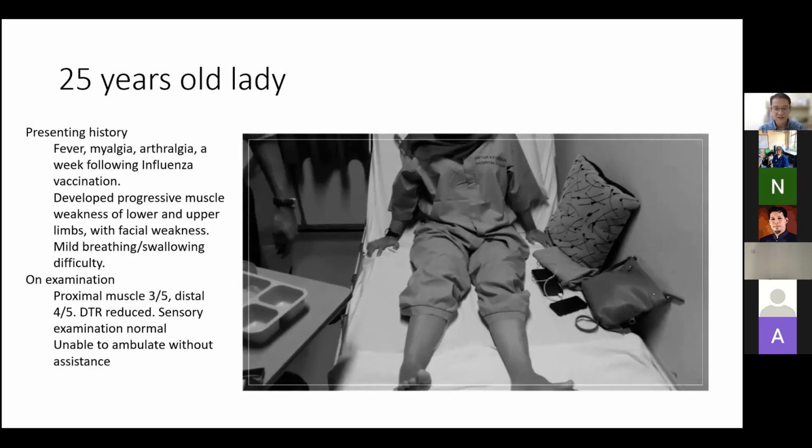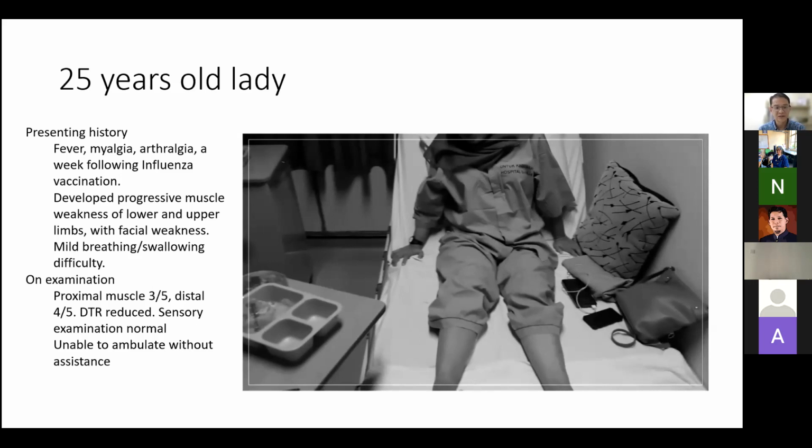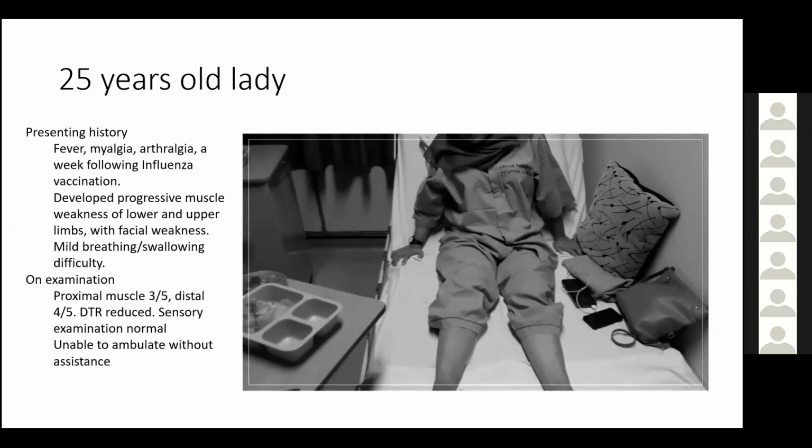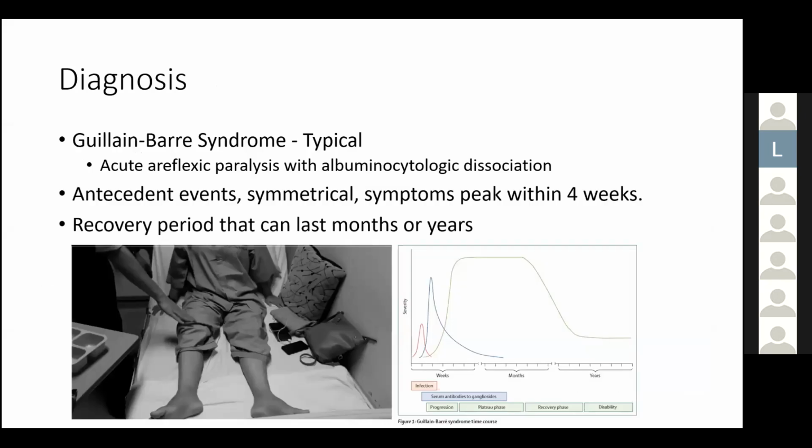As you can see on her examination, she got a proximal muscle power of 3 out of 5, distal muscle power of 4 out of 5, with the deep tendon reflexes reduced, and the sensory examination is normal. So she's unable to ambulate, as you can see from the video, very weak without assistance. A typical lumbar puncture actually shows albuminocytological dissociation.